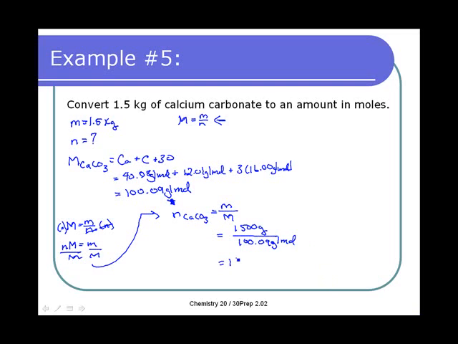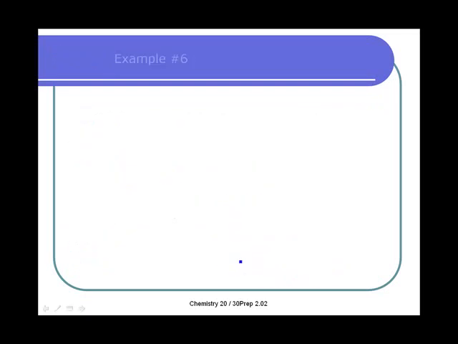Do the division, and we get 14.9865 moles. We only have 2 sig digs, so our answer is going to be 15 moles of calcium carbonate. And that's how we do it. We find the molar mass using our periodic table, and then manipulate our formula, plug in our numbers, and get an answer.